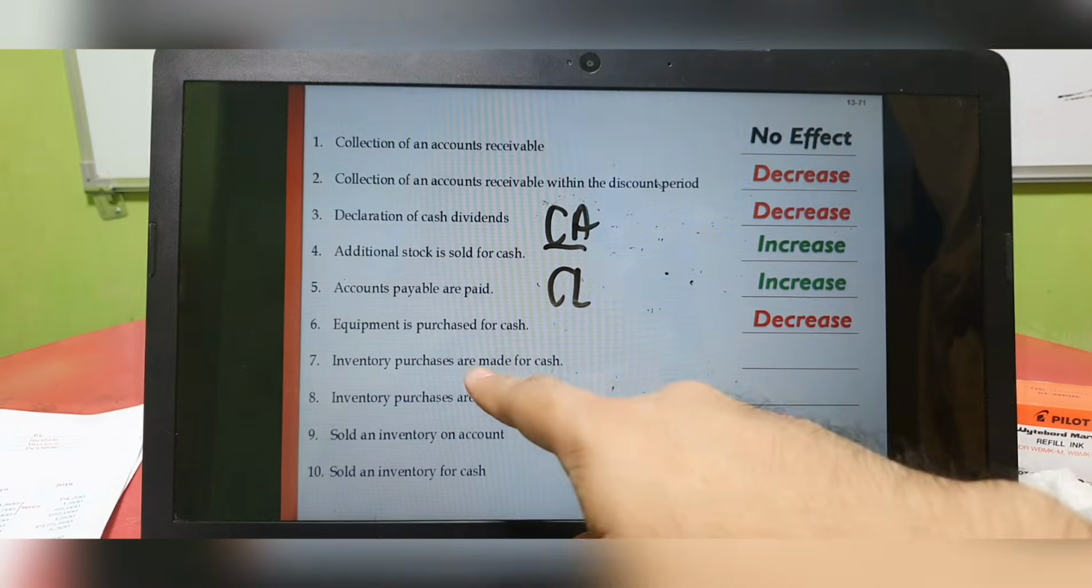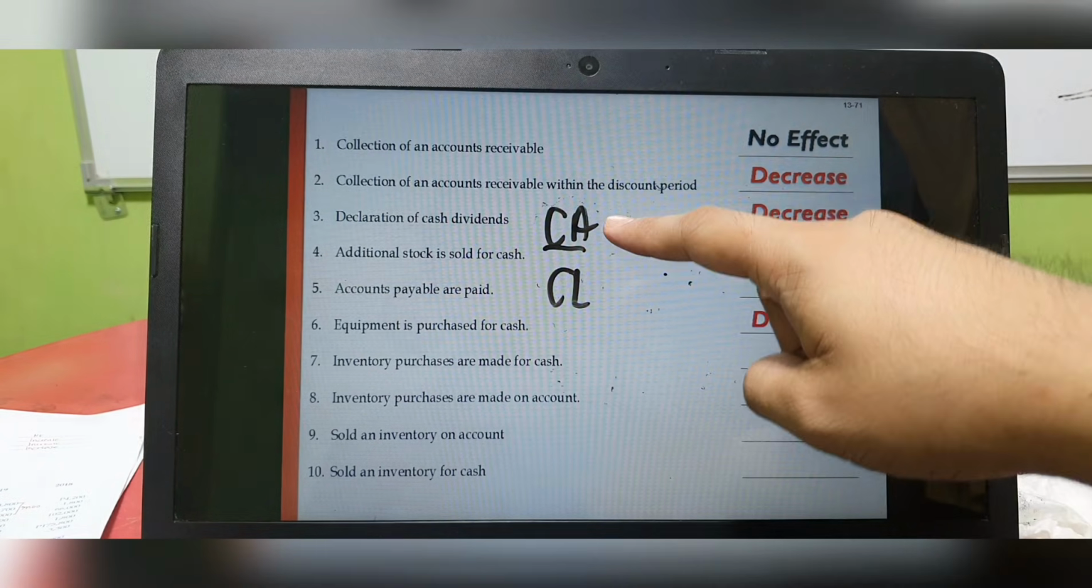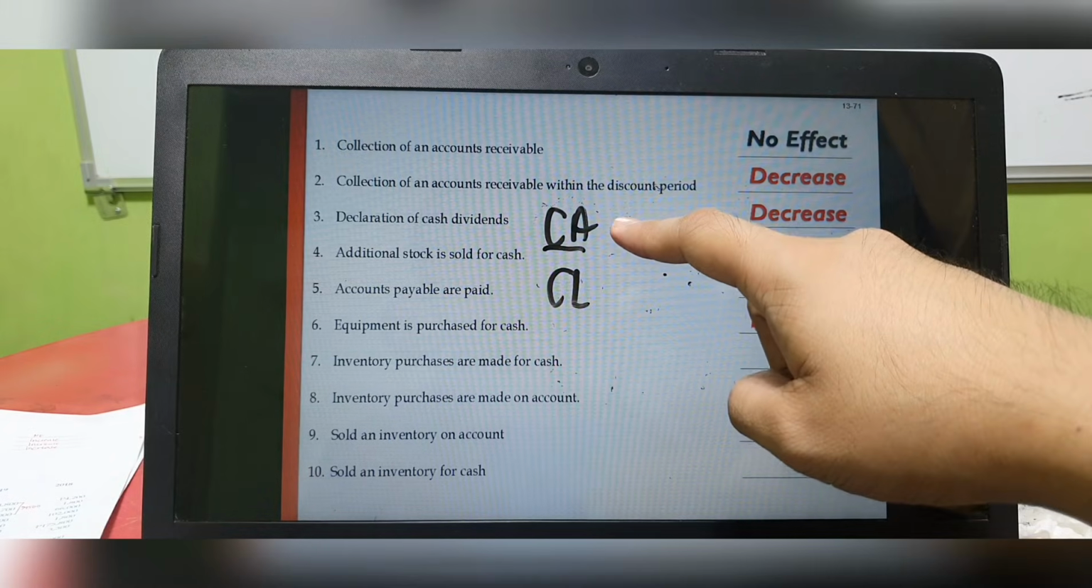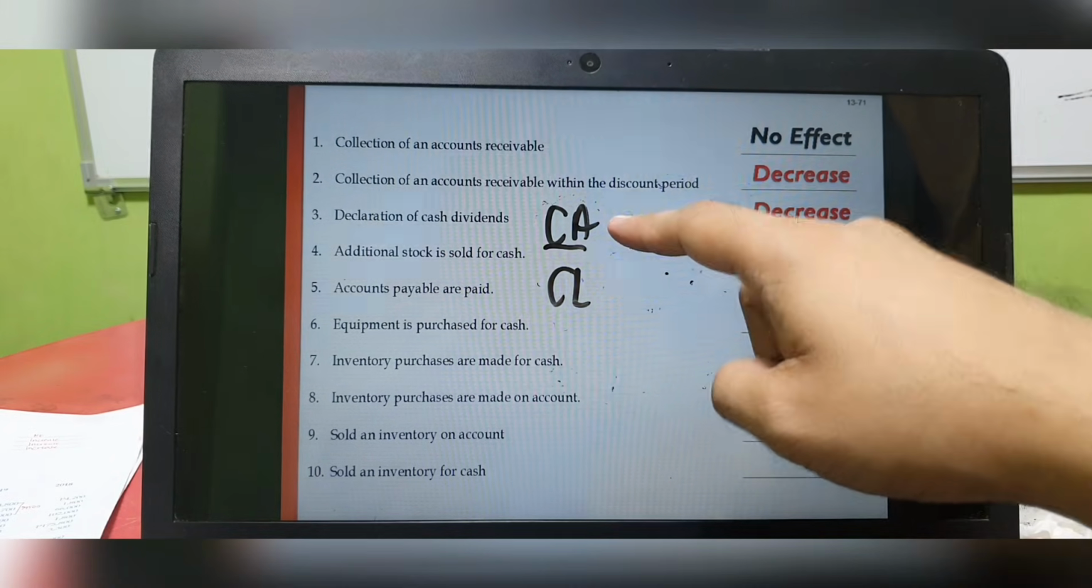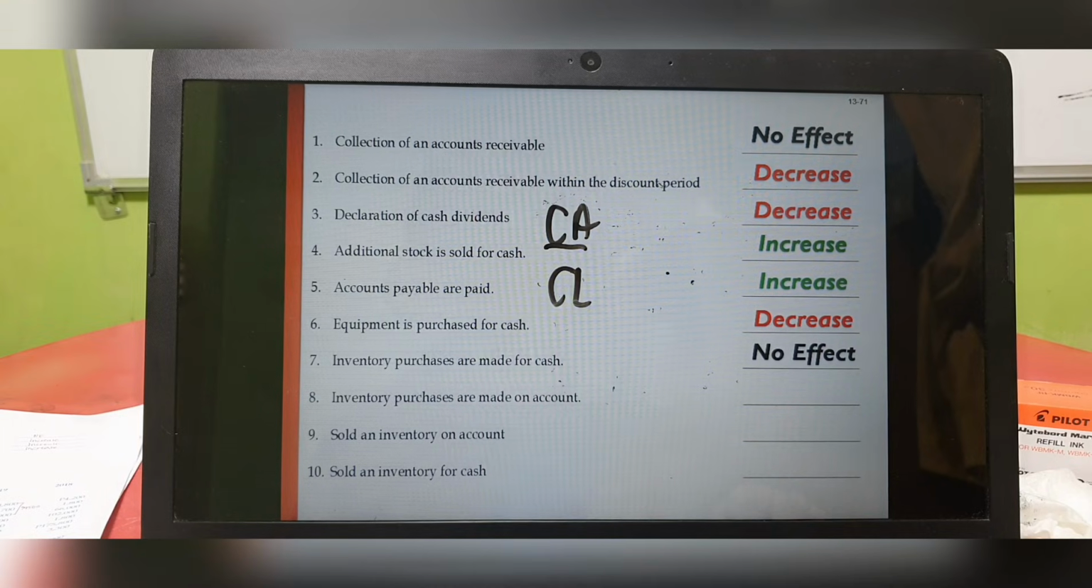Number 7. Inventory purchases are made for cash. Inventory increased, which is CA. Cash decreased, which is CA. So therefore, both effects are on top, with the same magnitude. The answer is no effect.